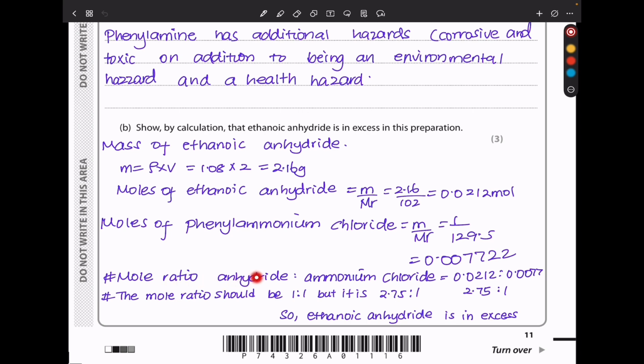So the mole ratio of the anhydride to ammonium chloride is that to that, which is going to be 2.75 to 1. The mole ratio should be 1 to 1, but it is 2.75 to 1. So we can conclude that ethanoic anhydride is going to be in excess.